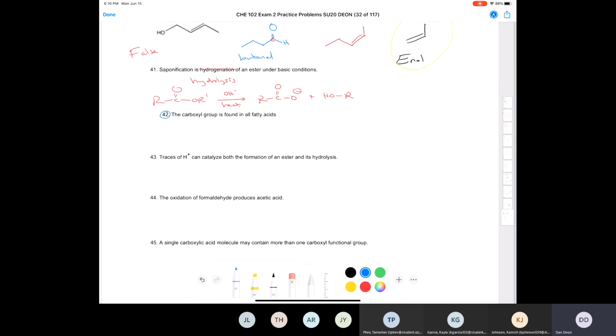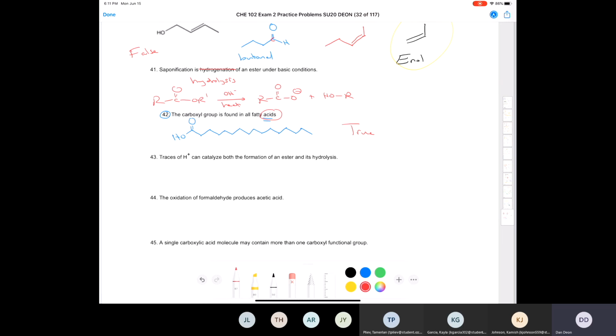Okay, number 42, the carboxyl group is found in all fatty acids. Would that be true or false? Well, if it's a fatty acid, right, it must be true, because a fatty acid is like this. It's like having a long tail on the end of a carboxyl group, like that. So this is true, right? Think about it. It's an acid, so acids contain a carboxyl group.